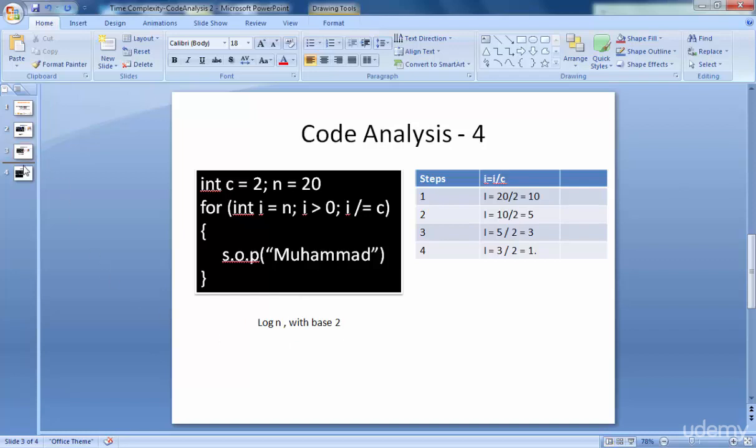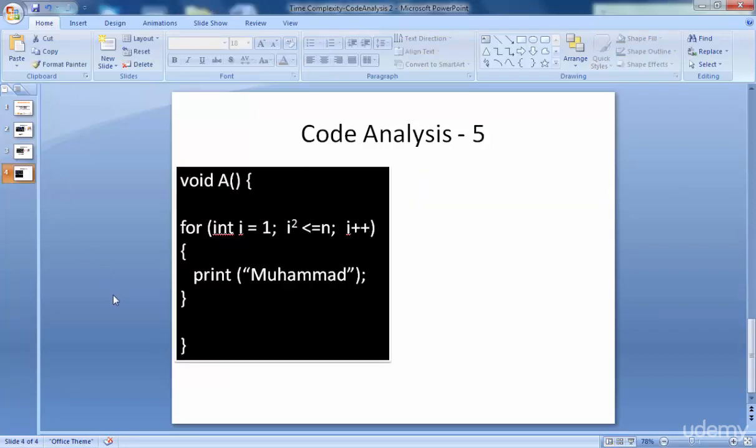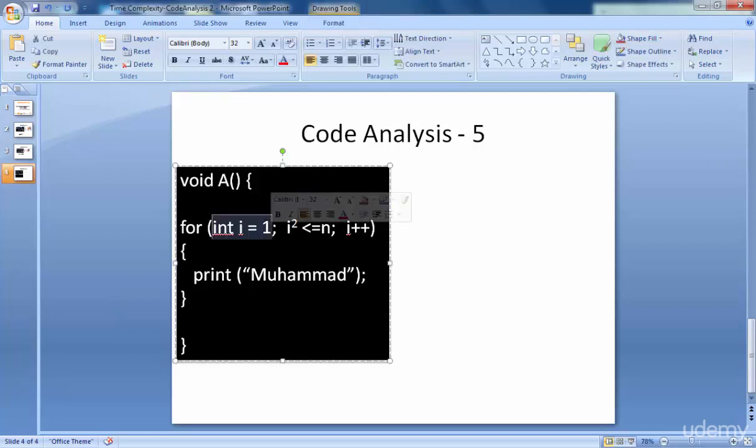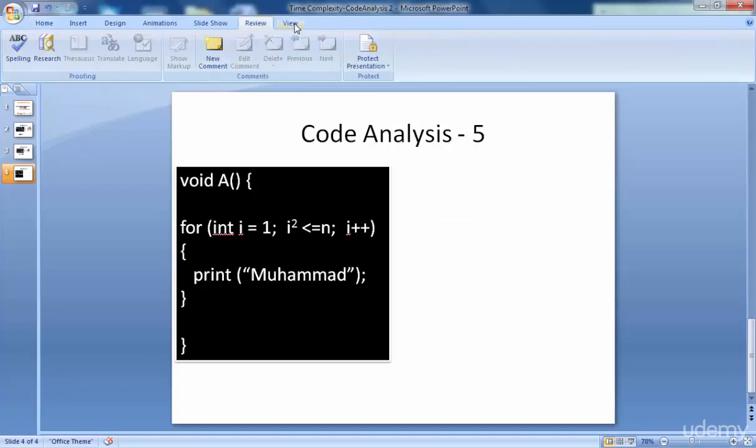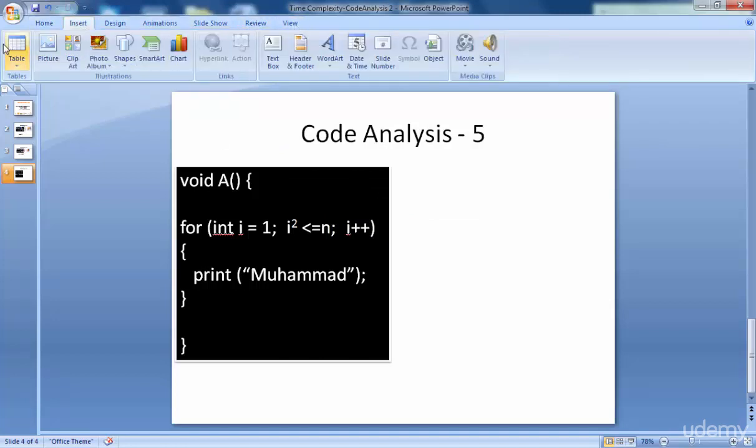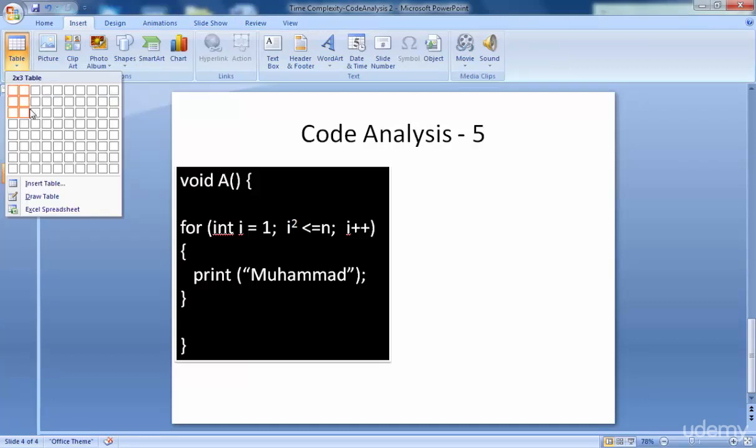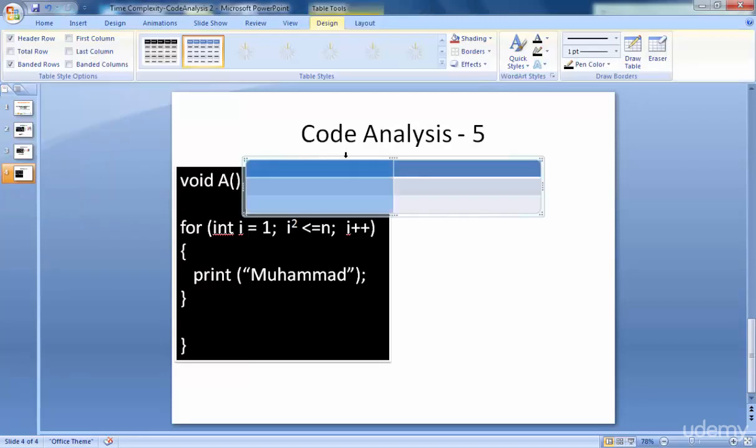Okay, now look at this one. We have integer I that's starting from 1, and then what's happening is I is incrementing by the power of 2, and then we are adding 1 to the I. So now let's see how this works. Let me take help from a table, because using a table is helpful to understand.